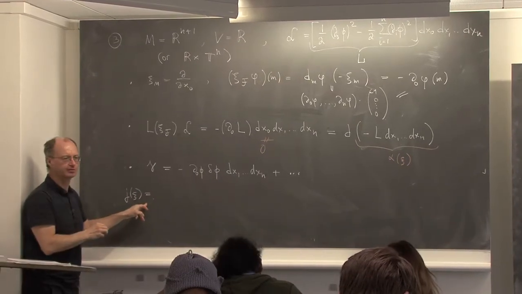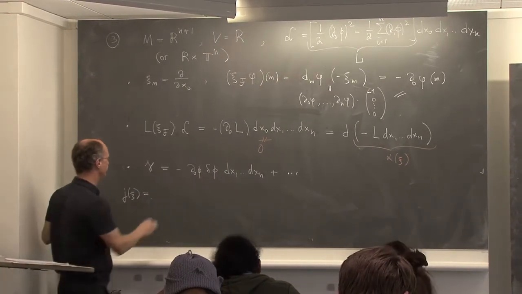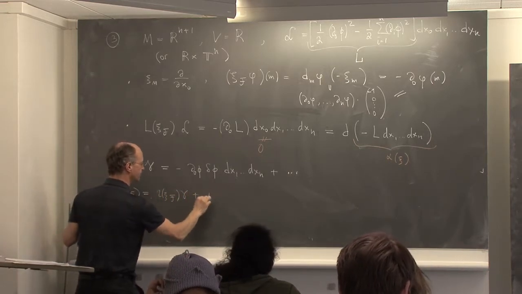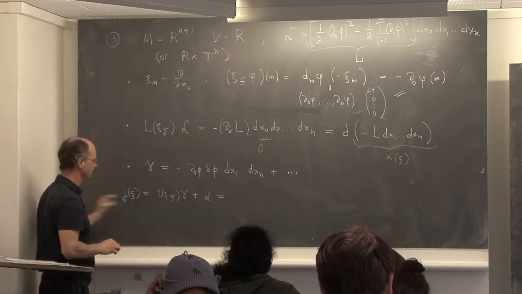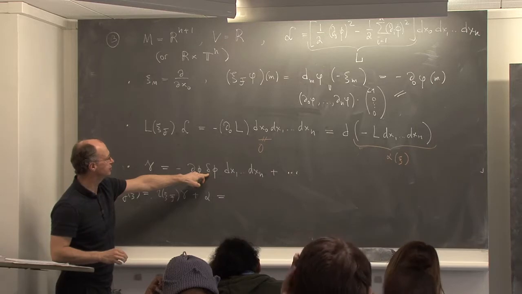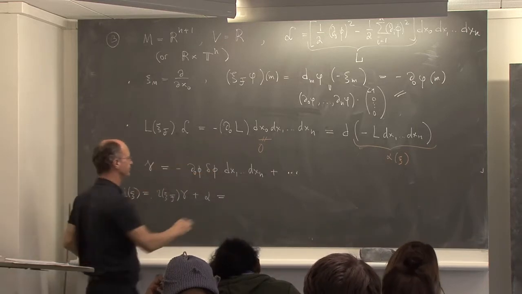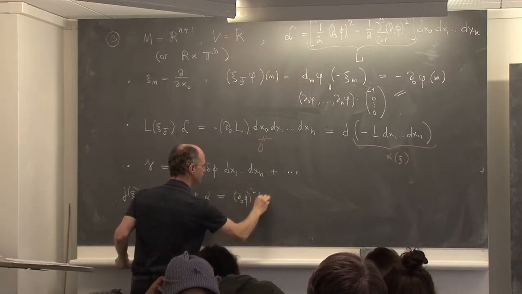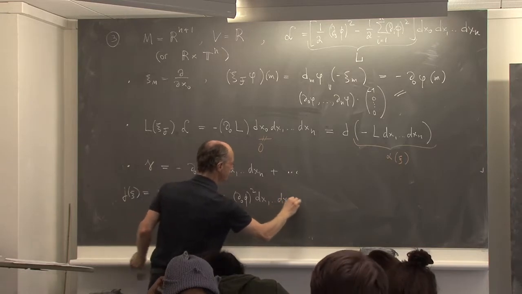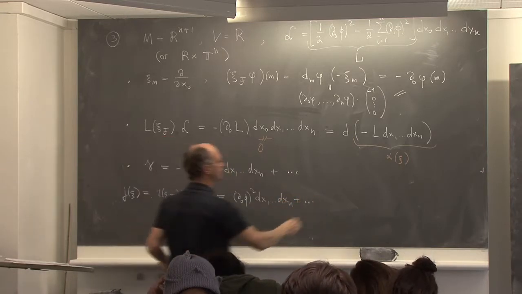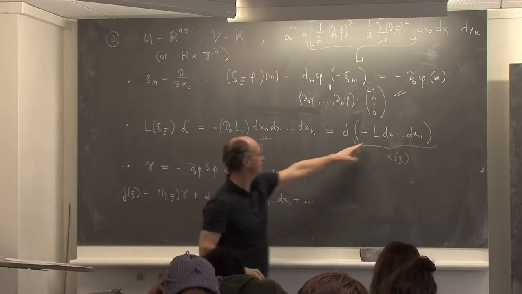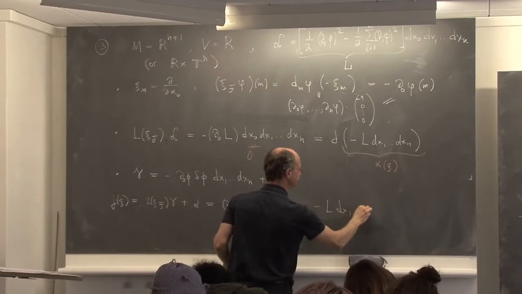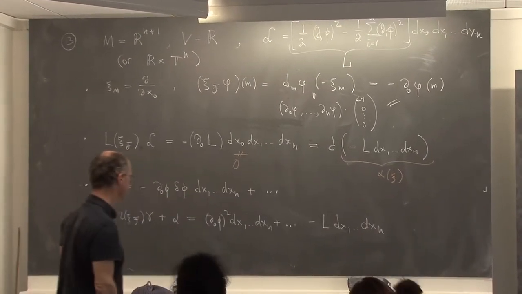So what about the current? The current J of psi is now iota psi of gamma plus alpha. So I make a substitution, so delta phi becomes minus d naught phi, and this gives me d naught phi squared dx1 dxn plus dots plus alpha, and alpha is this guy, so minus L dx1 dxn.